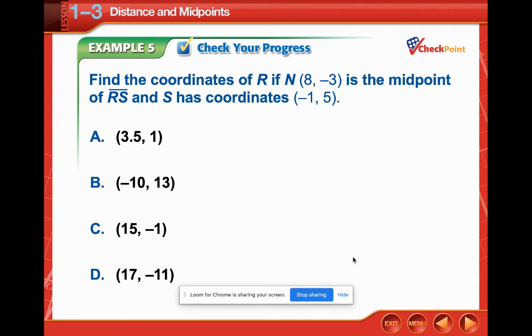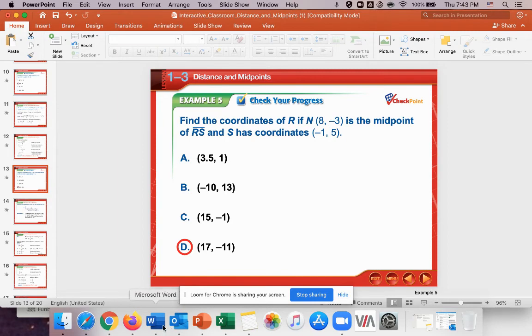All right. Let's get started on it. Hopefully you were able to solve this. Correct answer was D, 17, negative 11. So find the coordinates of R if N is the midpoint of RS, okay? And S has coordinates negative 1, 5. So what I'm going to do is demonstrate how to do this really quick.